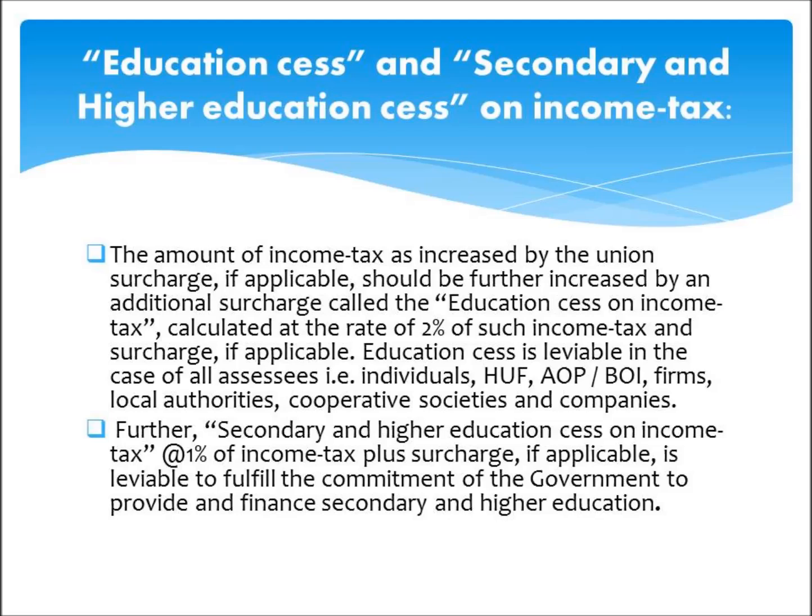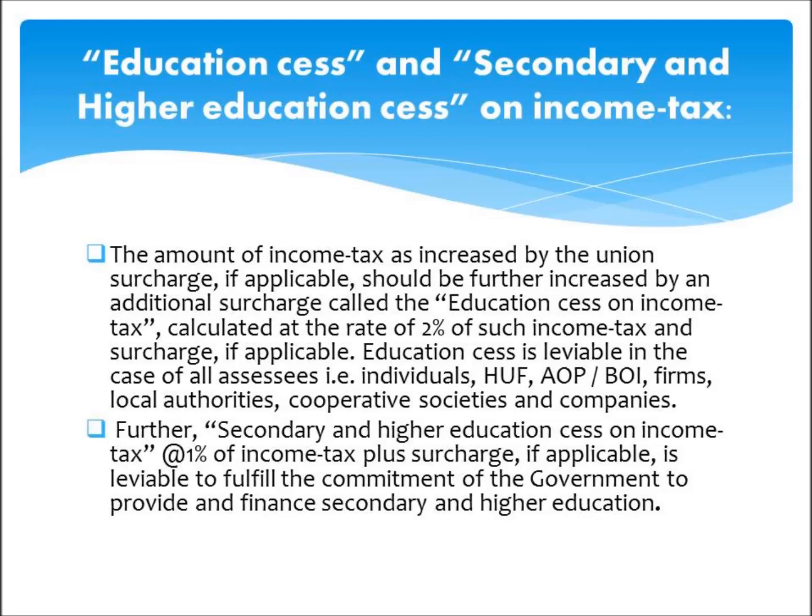The amount of income tax as increased by the union surcharge, if applicable, that is, if the income of the assessee exceeds rupees 1 crore, so surcharge is leviable. So, if applicable, surcharge will be levied and that amount of income tax will be further increased by an additional surcharge called the education cess on income tax, calculated at the rate of 2% of such income tax and surcharge, if applicable.